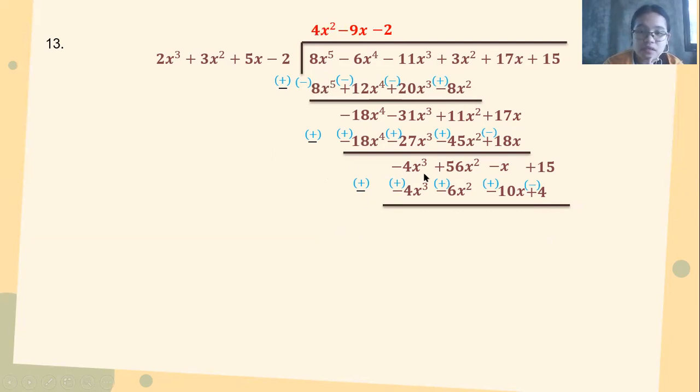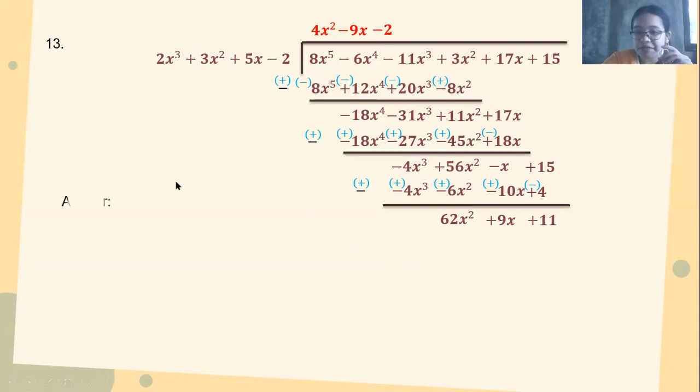Next is negative 4x cubed plus positive 4x cubed is equal to 0. 56x squared plus positive 6x squared is equal to 62x squared. Negative x plus positive 10x is equal to positive 9x. And 15 plus negative 4 is equal to positive 11. So, we can no longer divide because the exponent of our dividend is now lower than our divisor. So, this will be our quotient and this will be our remainder.